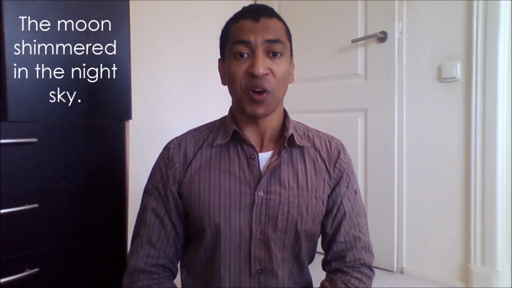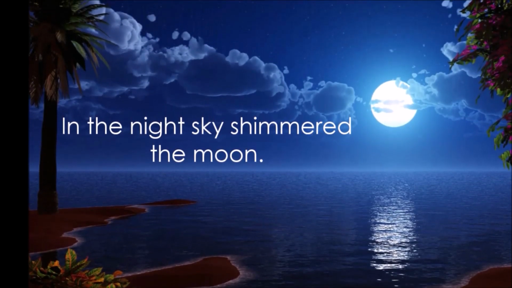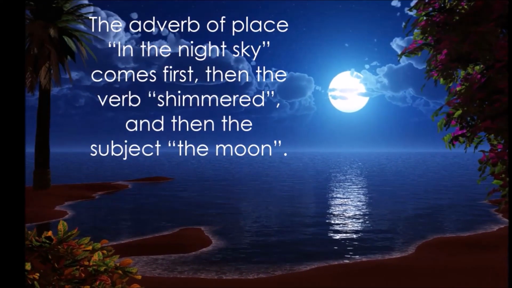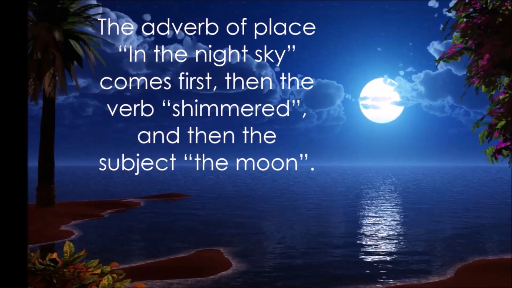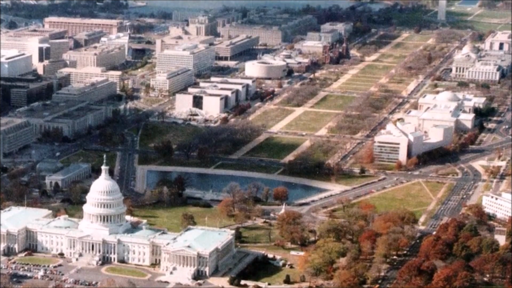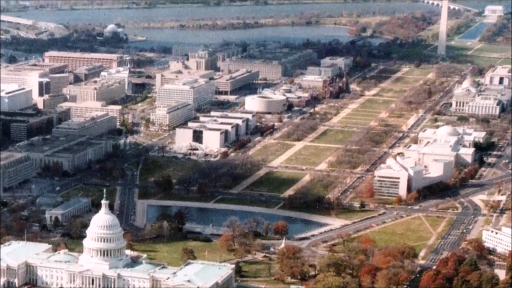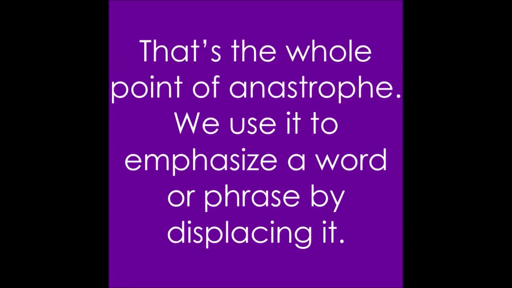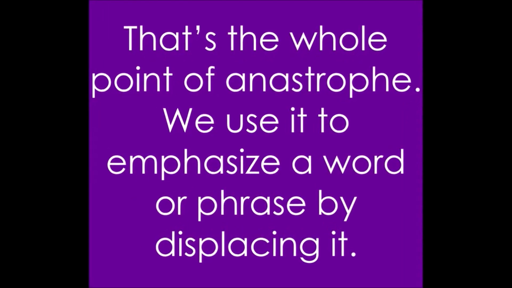And we can turn the moon shimmered in the night sky into in the night sky shimmered the moon. In this example, the adverb of place in the night sky comes first, then the verb shimmered, and then the subject, the moon. Because English has a settled natural word order, anastrophe emphasizes the displaced word or phrase. For example, the name of the City Beautiful movement emphasizes beautiful as the word beautiful has been displaced. That's the whole point of anastrophe. We use it to emphasize a word or phrase by displacing it.